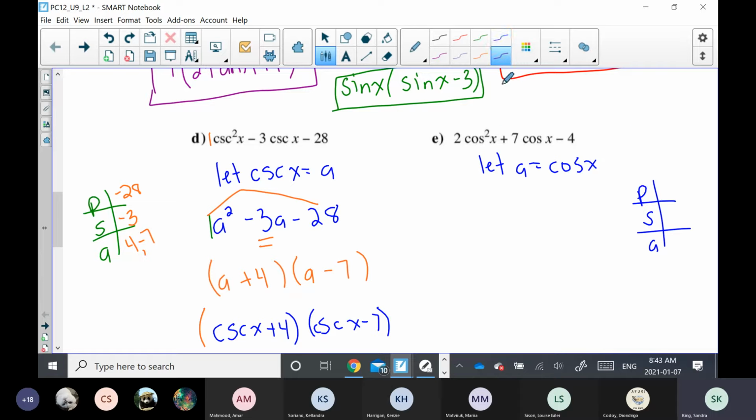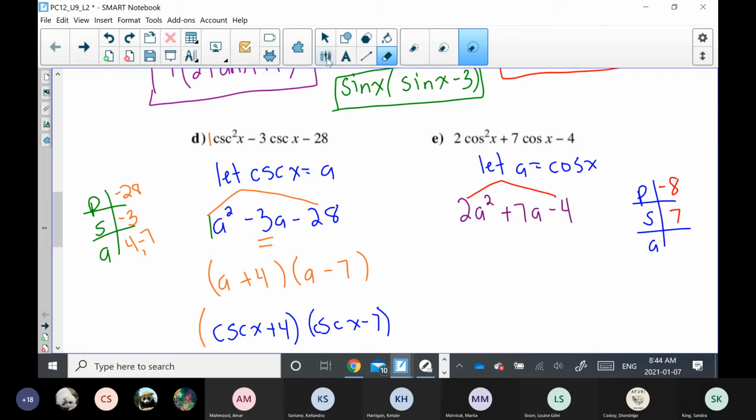And then I'll review how to do decomposition, which we did in polynomials, so it shouldn't be that much of a review. So hopefully you have 2a squared plus 7a minus 4. The product is always the first term times your last term, the leading coefficient times the constant, so negative 8. The sum is always that middle term, 7. So the two numbers multiply to negative 8 and sum to 7.